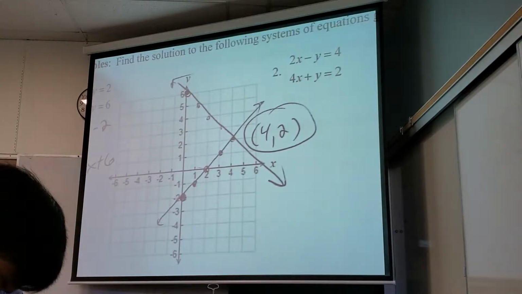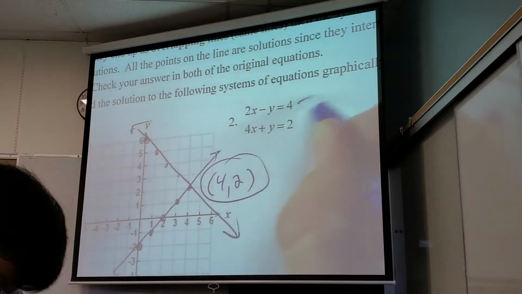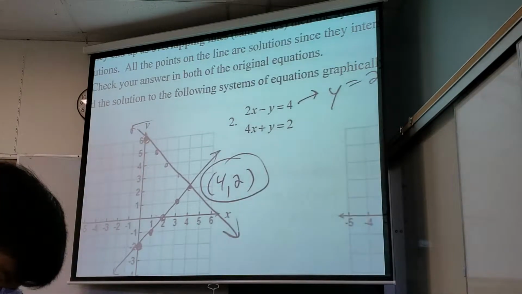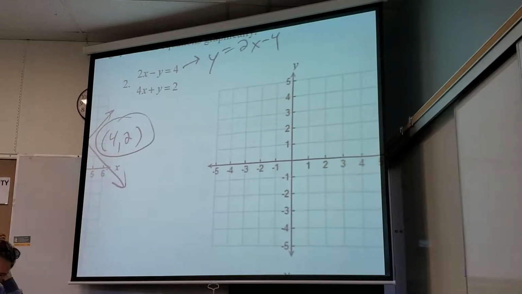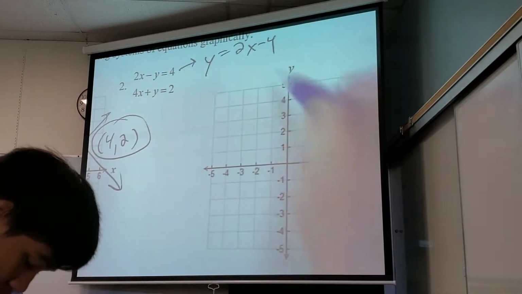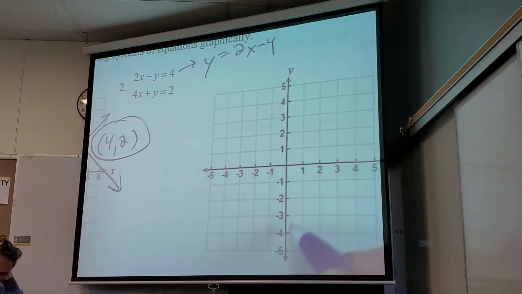Okay. I like it. So what about this one? These aren't too bad. Here y is 2x minus 4. Is that cool? There it is. Yes? No? Yes? Maybe? So then the y-intercept is (0, -4).